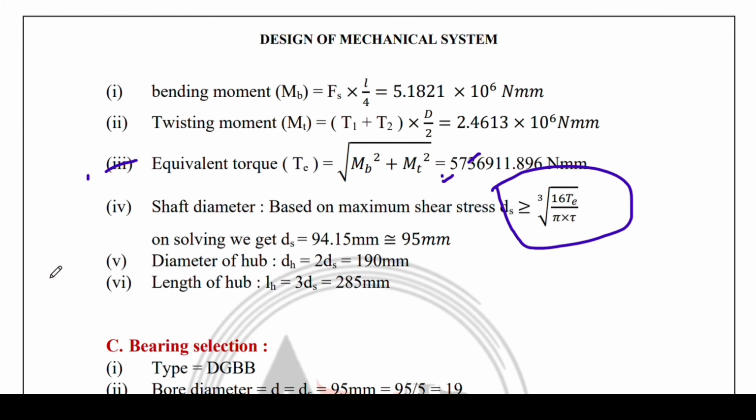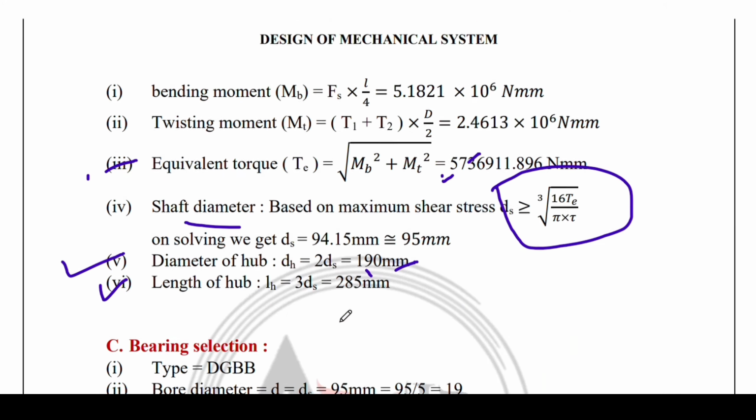Next we will find the diameter of hub and length of hub. For the diameter of hub, there is one formula: diameter of hub is equal to 2 times the diameter of shaft. So 95 into 2, which will be 190 mm, and the length of the hub will be 3 times the shaft diameter, so 285 mm. Okay, so this was your design of shaft.